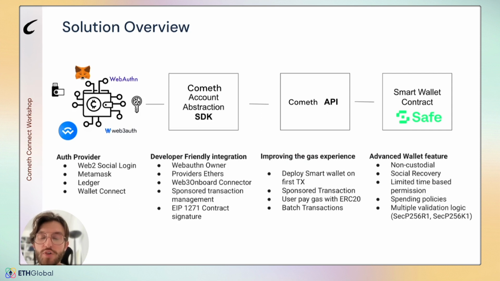The overview of the solution is that, first of all, we have an SDK. That SDK allows different signers. The default one is WebAuthn, the one that we use. And that SDK is connected to an API. That API can create wallets, deploy them, relay transactions, sponsor a transaction, etc. And then that API is linked to a Safe smart wallet with all the logic that the Safe wallet allows.